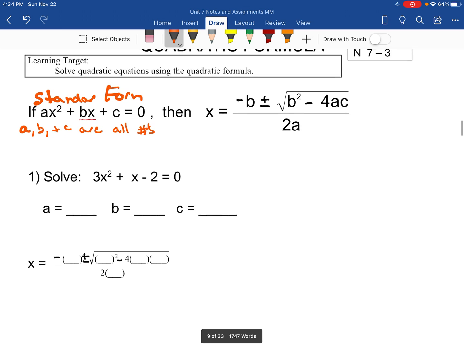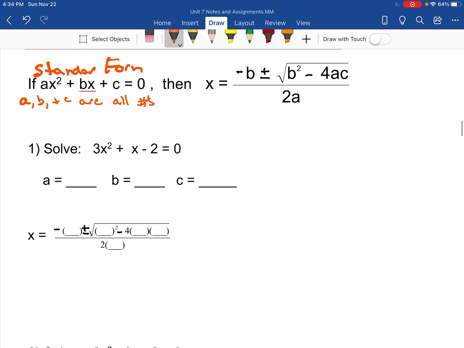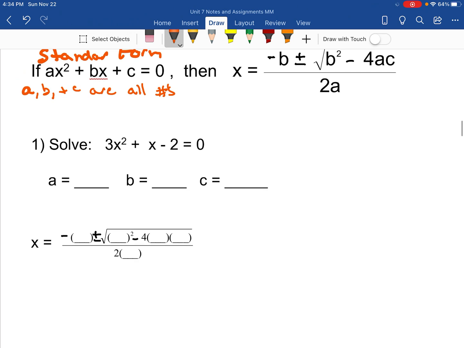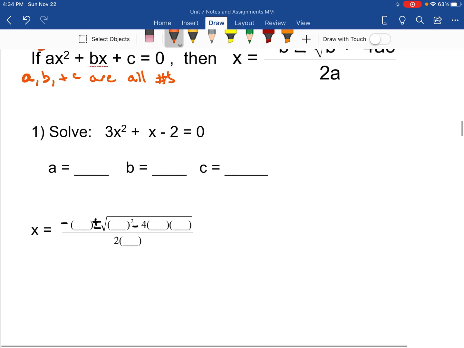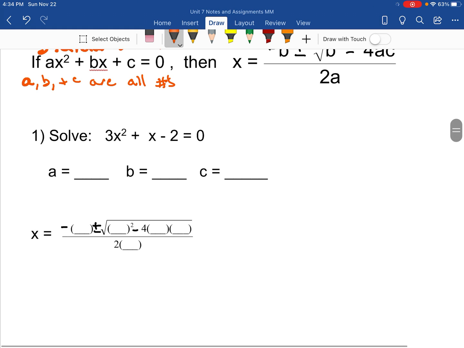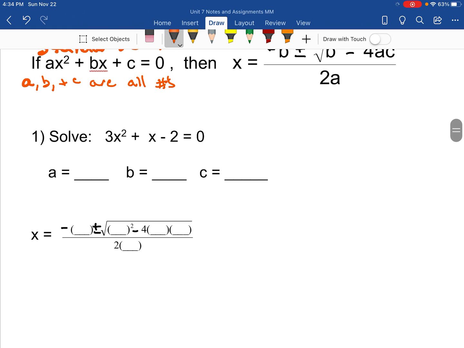Okay, so here's our first example. It says solve 3x squared plus x minus 2 equals 0. So I definitely would suggest for you guys to first identify what your values are for a, b, and c. Okay, a is 3, b is 1, even though you don't see a number there, it's understood to be 1, and c is negative 2.